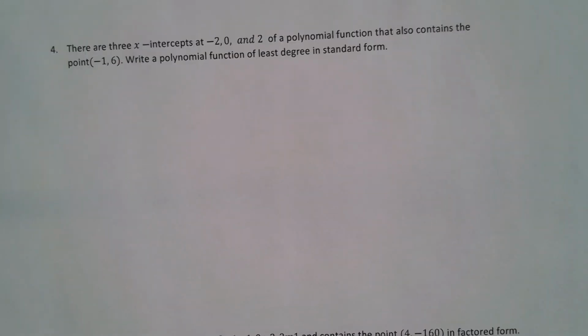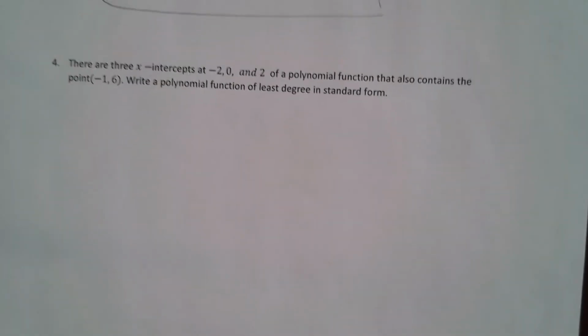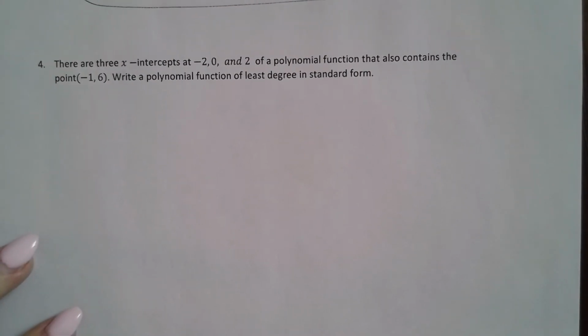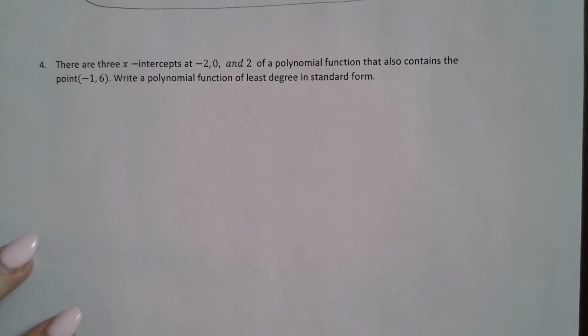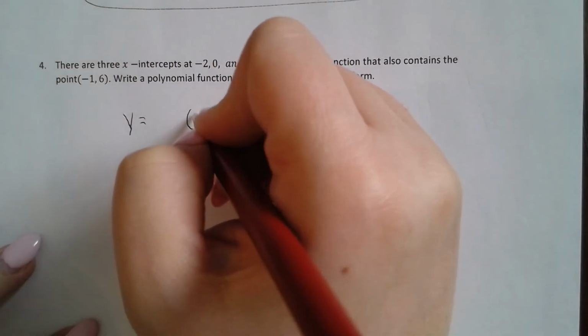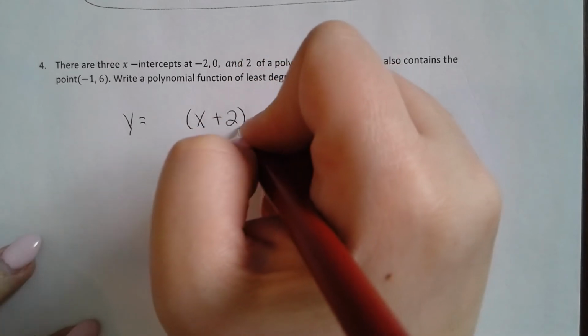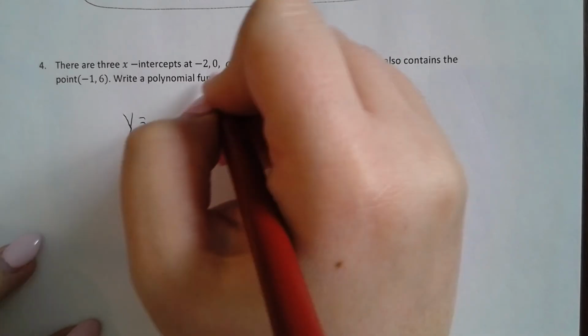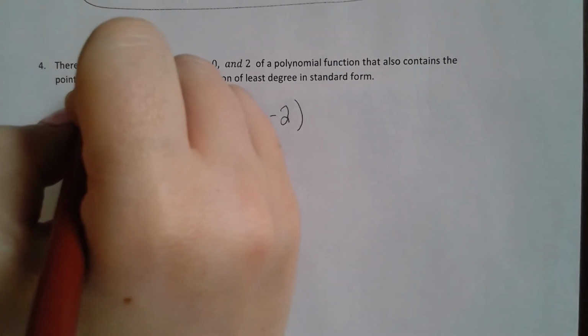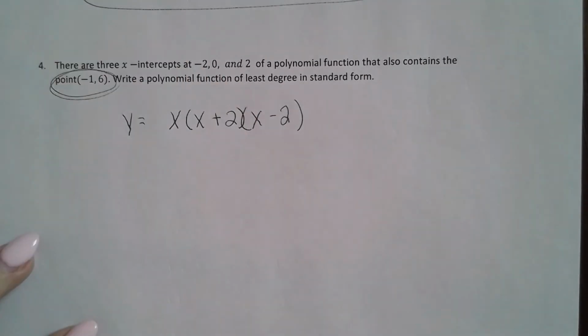Okay, we're going to do example 4, and then I'm going to let you try example 5 on your own. So example 4 says that we have 3 x-intercepts of -2, 0, and 2. So if I was going to write our function here, we've got a 0 of -2, so x plus 2, a 0 of 0, so that means x, and a 0 of +2, so x minus 2. And we also want it to contain this point -1, 6.